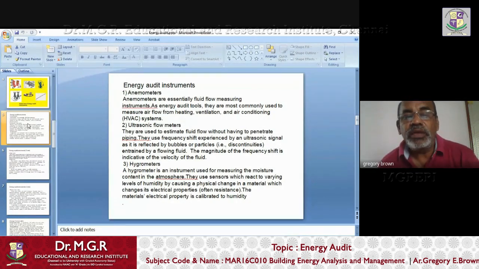So the hygrometer is an instrument for measuring the moisture content in the atmosphere. That means for measuring the humidity. So they use sensors which react to varying levels of humidity by causing a physical change in a material which changes its electrical properties. The material's electrical property is calibrated to humidity.